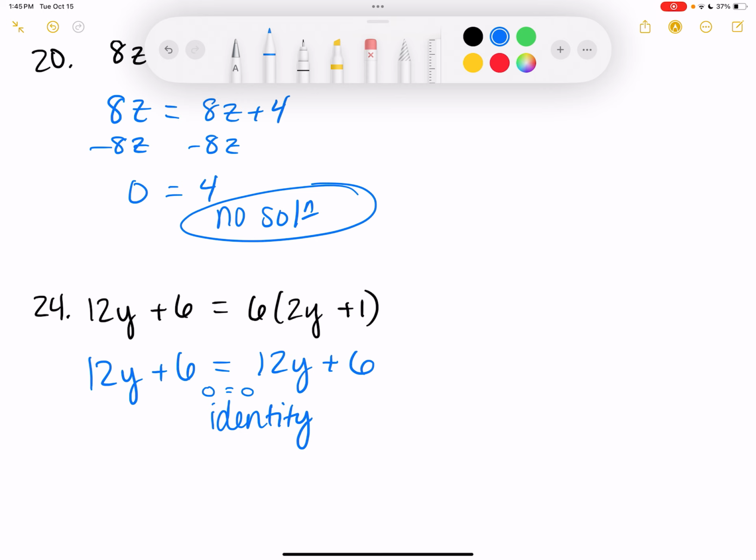All right, let's jump to some that are adding a couple more steps to it. 30.